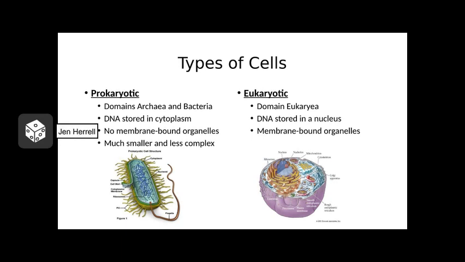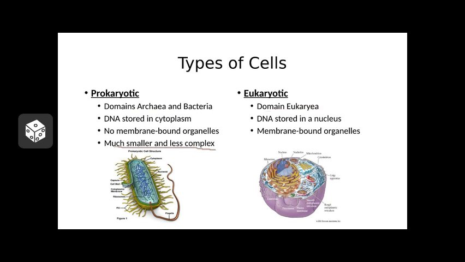Cells can be placed in one of two different categories, prokaryotic and eukaryotic. What makes them different from one another? Well, we'll discuss the subtle differences later, but here are the big ones. As you learned in chapter one, prokaryotic cells make up the domains archaea and bacteria, whereas eukaryotic cells make up the domain eukarya. In general, prokaryotic cells are much smaller and less complex than eukaryotic cells. And again, the difference in size and complexity can be a factor of hundreds or even thousands.